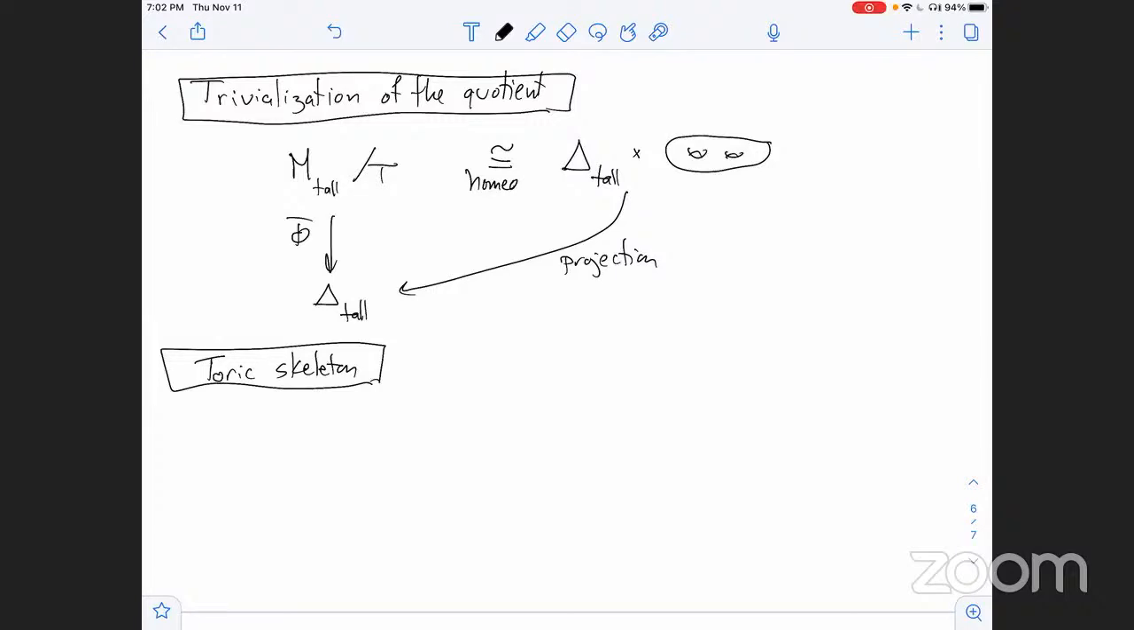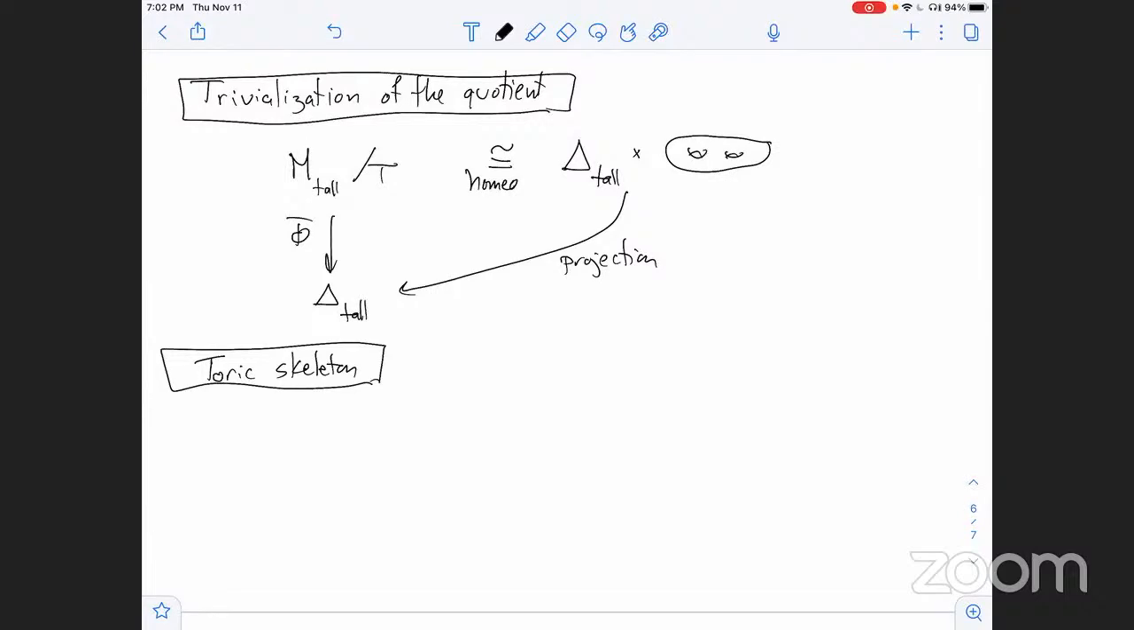Yes, for example, you can take any surface of any genus with an area form and just cross it with the two sphere acted upon by the circle group. That will be the simplest example. Or in fact, cross it with any symplectic toric manifold.